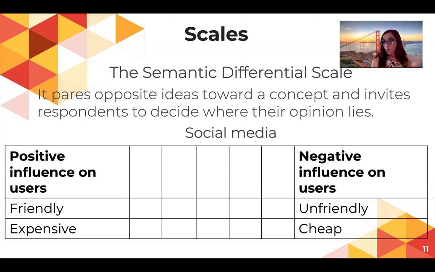For instance, one of the measurements could be the semantic differential scale. How does it look in a survey? It pairs opposite ideas towards a concept and invites respondents to decide where their opinion lies. If they ask you to express your opinion about social media, they're going to ask whether social media has a positive influence on users or a negative influence on users. If you think that social media has a really negative influence on users, you would put an X here. Or if you think it's very positive, here. If you think it's negative but not extremely negative, your answer will be here, and this position is neutral.